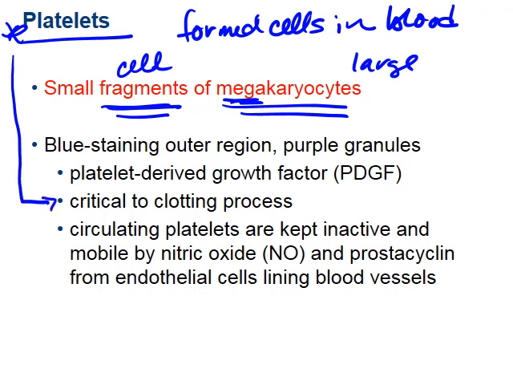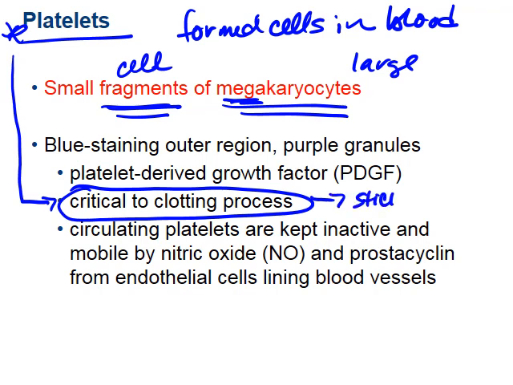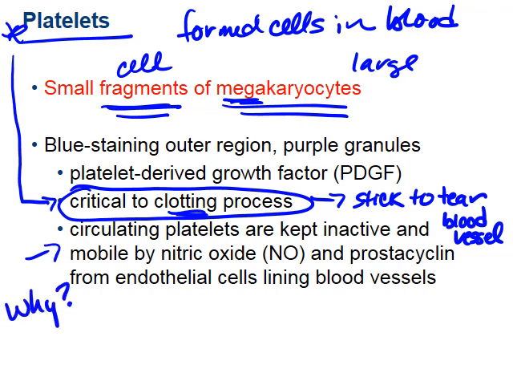And probably the first thing to look at is this: critical to the clotting process. So basically, platelets are going to stick to, let's say, a tear. If you have a tear in a blood vessel, the platelets are going to stick and they're going to start the clotting process. So then the next bullet down says, why aren't they sticking all the time to our blood vessels? Well, we release chemicals, prostacyclin and nitric oxide, and those stop your platelets from sticking together. So basically, this is a way to kind of keep the platelets in check.